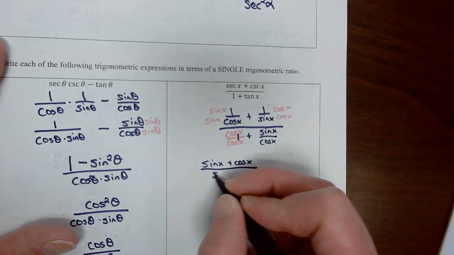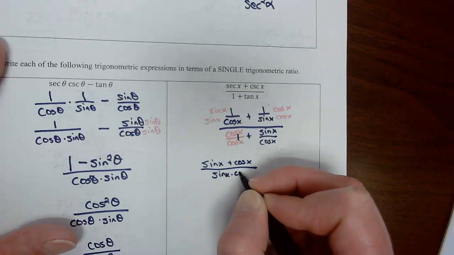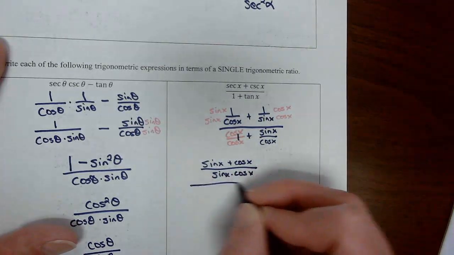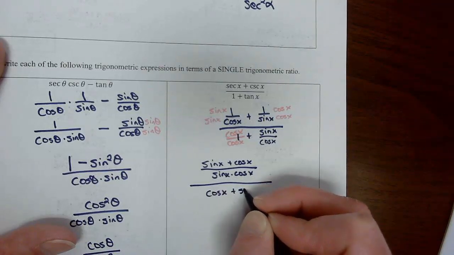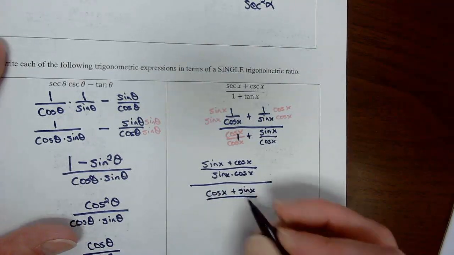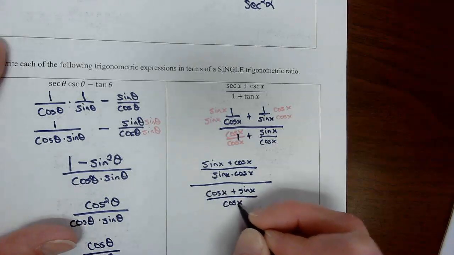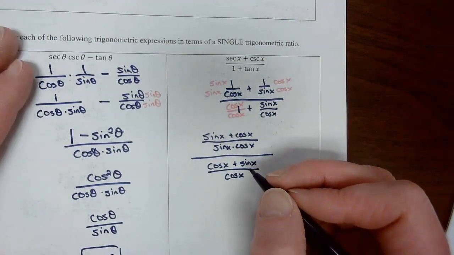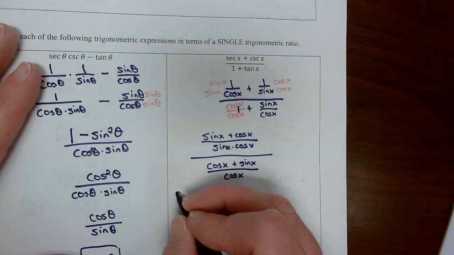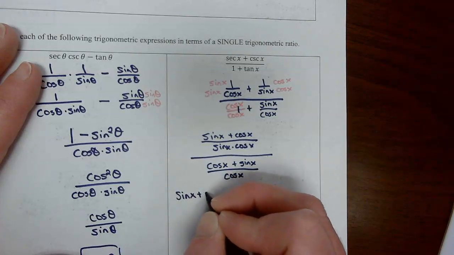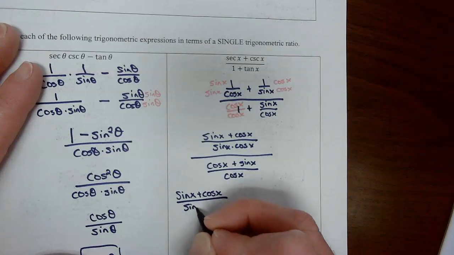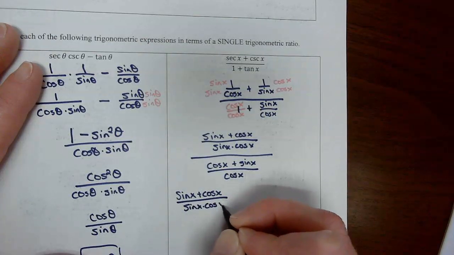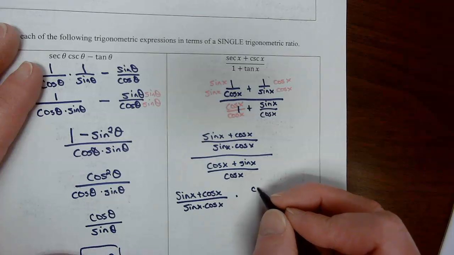over sine times cosine, over cosine plus sine over cosine. Fraction divided by a fraction. Keep. And flip.